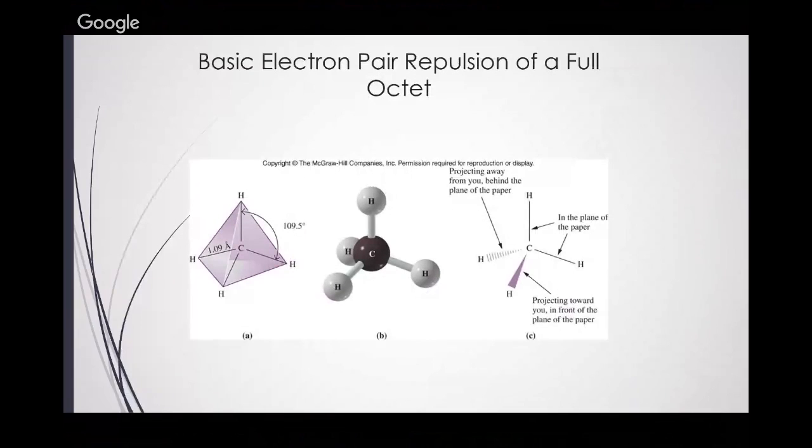So what happens when we have a full octet? Well, when all of the electron pairs are bonded to our central atom, we see a tetrahedral shape. And we can represent this on pen and paper by drawing normal lines that are in the plane of the paper, a dashed line that goes behind the paper, and a solid wedge line that is coming out in front of the paper. So in a tetrahedral shape, no lone pairs, our bond angles will be 109.5 degrees between each of our hydrogens.